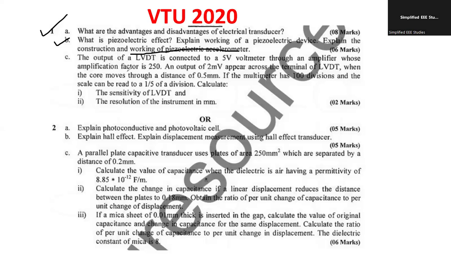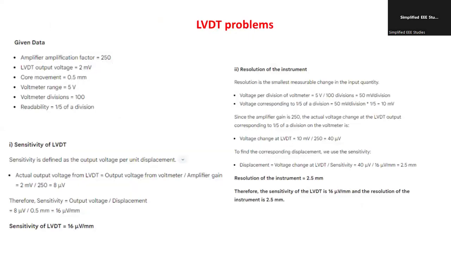Other one is related to the numerical example of linear variable differential transducer. Here you are supposed to calculate the sensitivity of LVDT and the resolution of the instrument in millimeter. Unfortunately, the weightage is very less, it is 2 marks. So I request you to complete within half a page, within a fraction of 5 minutes. You have to calculate the sensitivity of LVDT. Second one is resolution of the instrument in terms of millimeter. Let us directly move on to the answer. It is a very simple analytical type question, but unfortunately they have given very less marks.